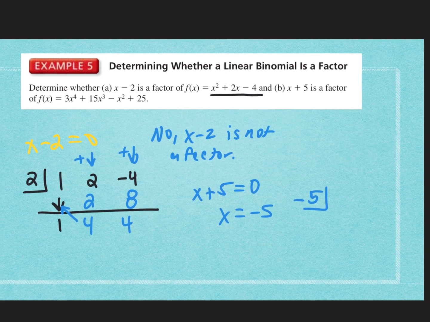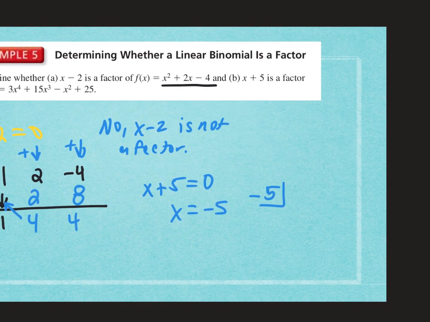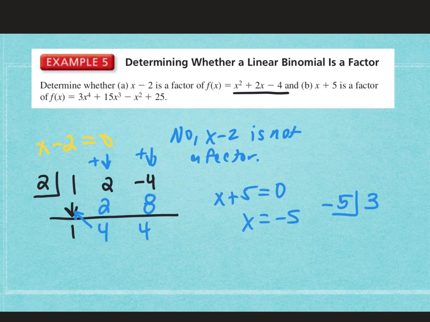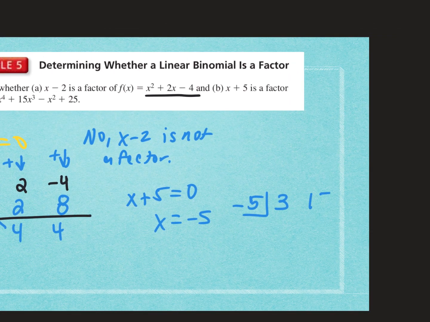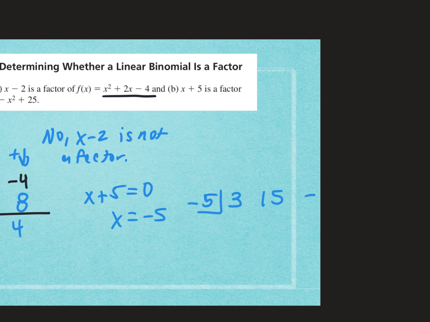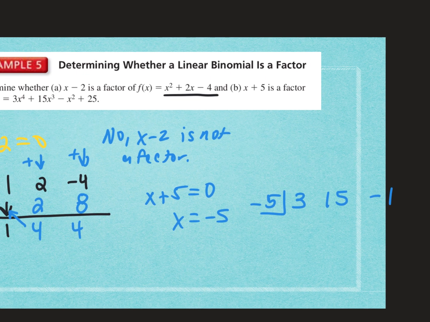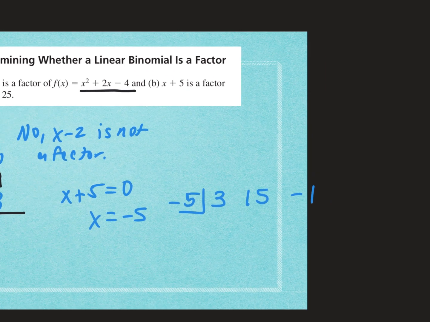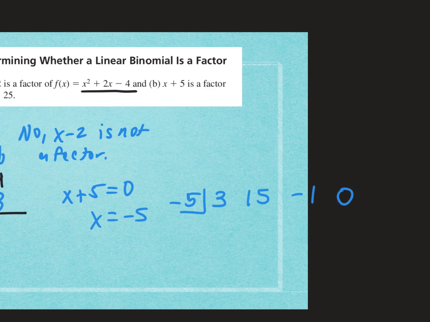So I start off with x to the fourth. What's the coefficient of x to the fourth? 3. Then what? 15 for x cubed. What's the coefficient of x squared? Negative 1. What's the coefficient of x? 0. Very good. There isn't one, so I have to have a placeholder. And then what's the constant? 25. If you guys do not have something represented, you have to put a 0. Everybody got that? All right, so let's get our synthetic division party started.